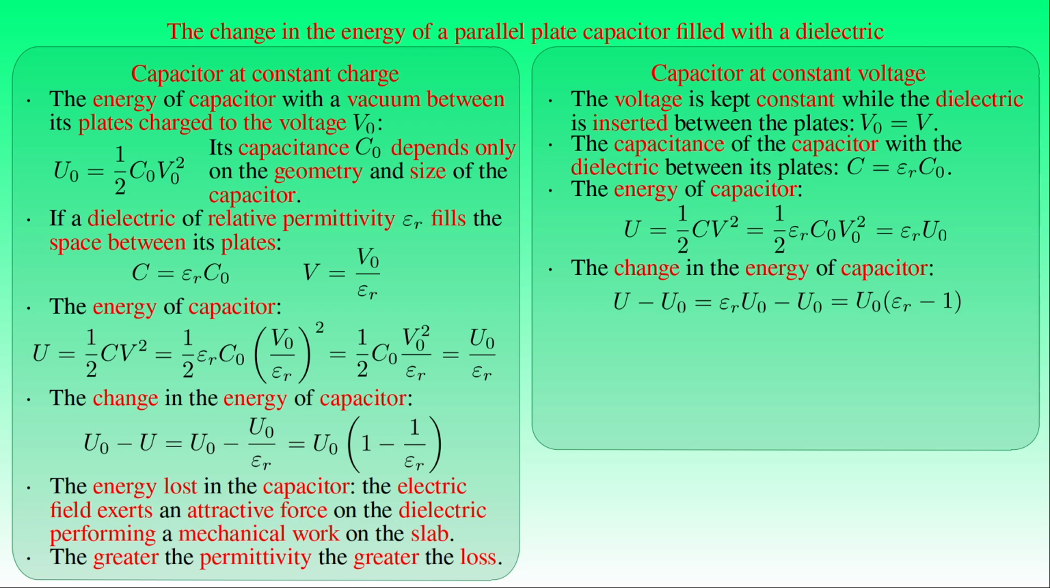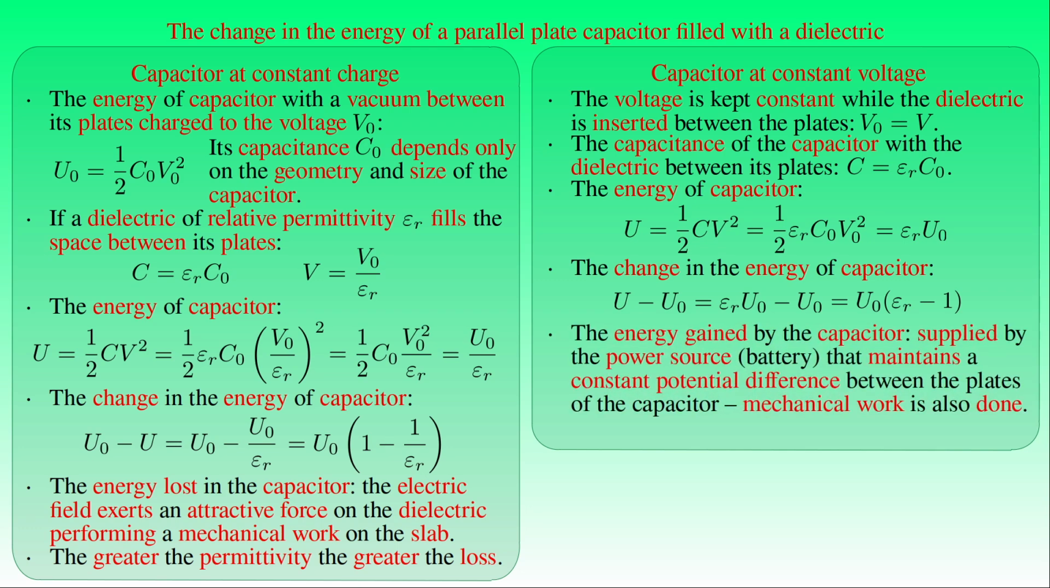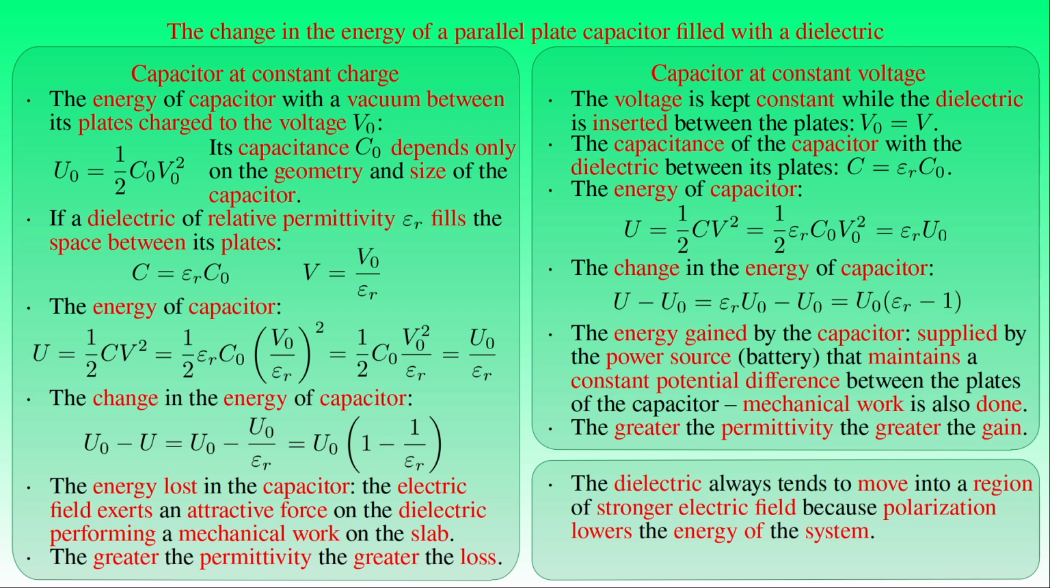Here the multiplication factor of U naught is positive, showing that there is an increase in the energy stored by the capacitor. The energy gain produced in this way is supplied by a power source, for example a battery, that maintains a constant potential difference between the plates of the capacitor. Some amount of this supplied energy becomes additional electrostatic energy, while the rest is converted into mechanical work pulling the dielectric inward. As the result shows, the greater the relative permittivity epsilon r of the dielectric, that is the greater the multiplication factor of U naught on the right-hand side of the equation, the greater the energy gained by the capacitor. This effect indicates that a dielectric always tends to move into the region of stronger electric field because polarization lowers the energy of the system.